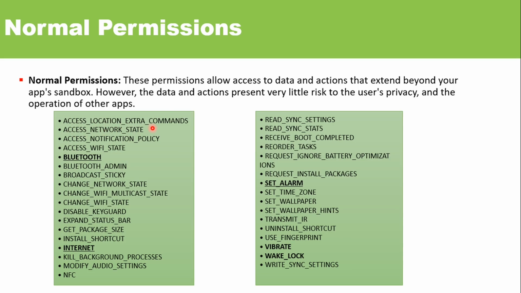So access location extra commands, then access network state, access notification policy, and for Bluetooth you can see Bluetooth admin, then change Wi-Fi multicast state, disable keyguard. For internet you can see kill background processes, modify audio settings, and such, and the list goes on, right? So these permissions will allow the application to have access to some features, right? Accessing this request usually poses no risk to the user's privacy or the operation of other apps.